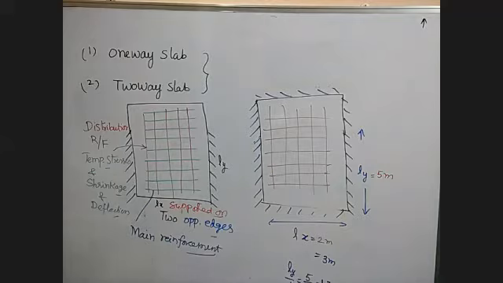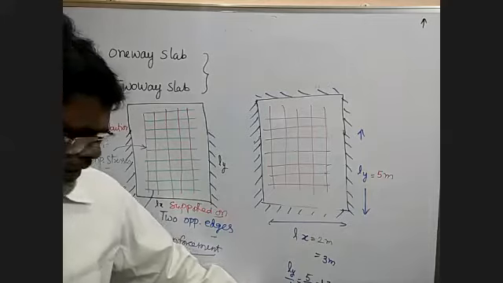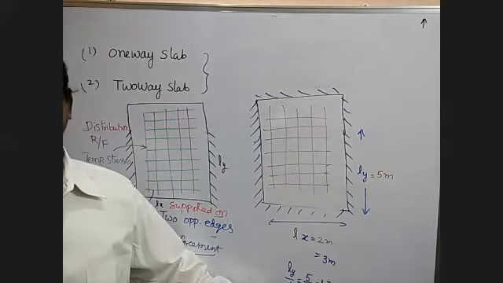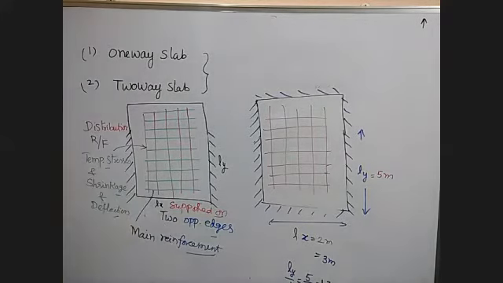So like this, if the Ly by Lx is less than 2, we call it a two-way slab. If Ly by Lx is greater than 2, we call it a one-way slab. Then coming to the design of the slab, one-way slab. Now we'll study about the one-way slab.